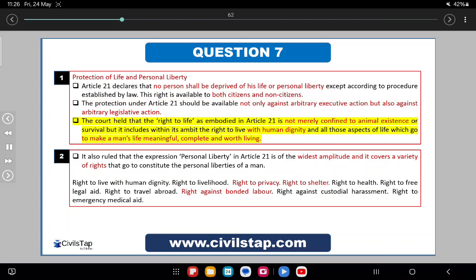The court held that the right to life, as embodied in Article 21, is not merely confined to animal existence or survival but it includes within its ambit the right to live with human dignity and all those aspects of life which go to make a man's life meaningful, complete and worth living. It also ruled that the expression, personal liberty, in Article 21 is of the widest amplitude and it covers a variety of rights that go to constitute the personal liberties of a man. Right to live with human dignity, right to livelihood, right to privacy, right to shelter, right to health, right to free legal aid, right to travel abroad, right against bonded labor, right against custodial harassment, right to emergency medical aid.